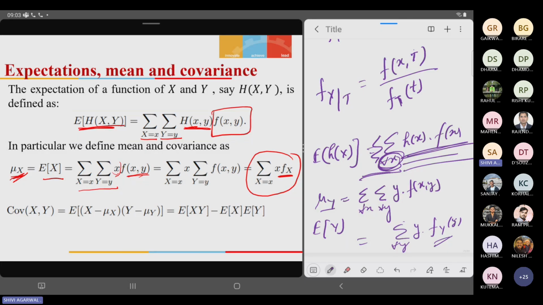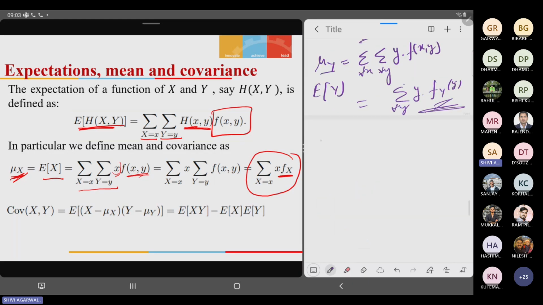But if we are finding the expectation of xy, that is not possible by using marginal. We can find it by using the joint only. So as I told you, we are trying to find expected value of xy. So we take for all values of x, for all values of y, xy multiplied by the joint density function. In this case we can't apply the marginal density function because both the random variables are coming into the picture here.